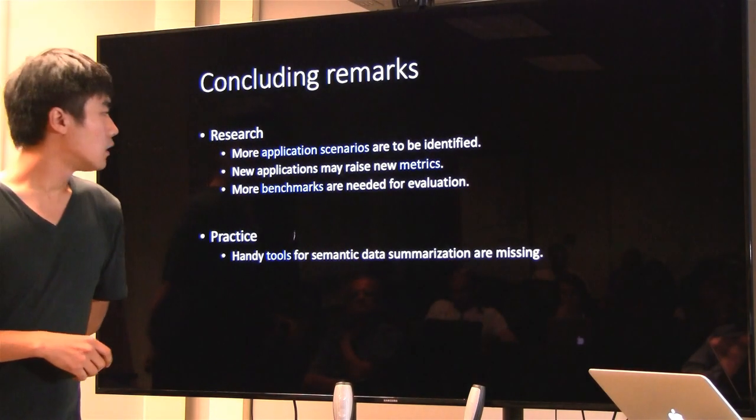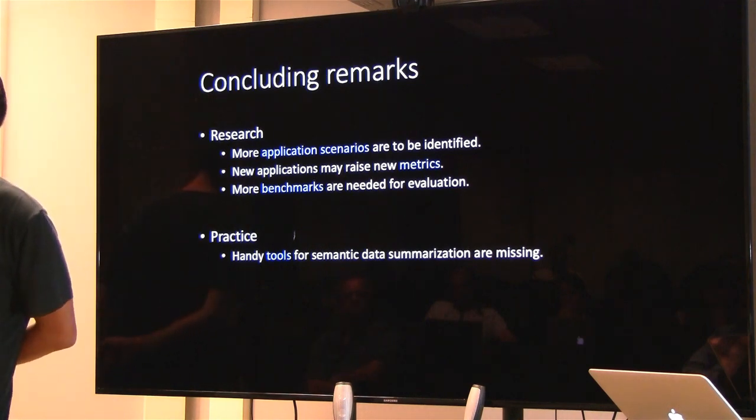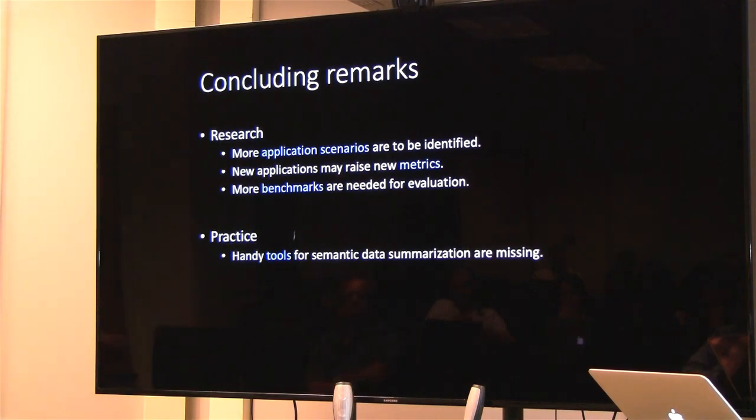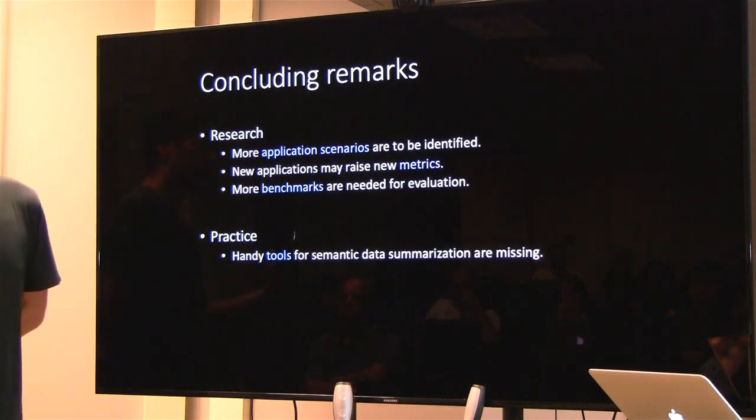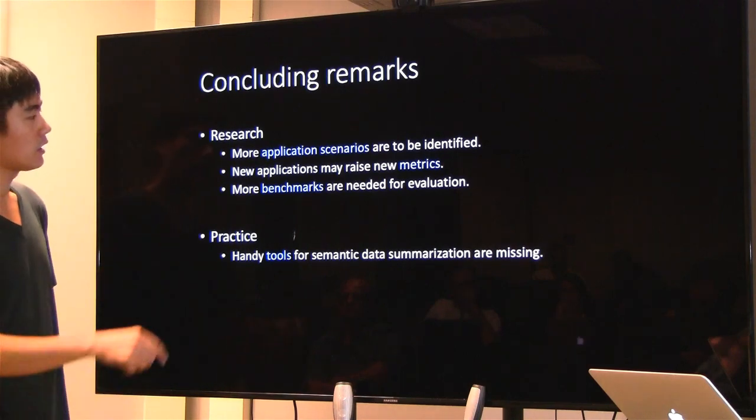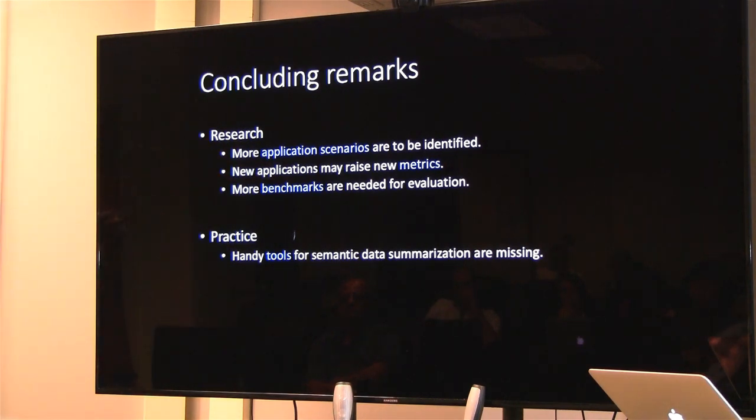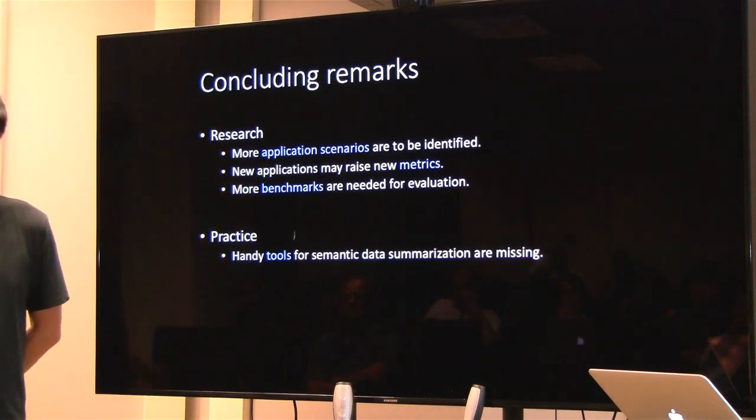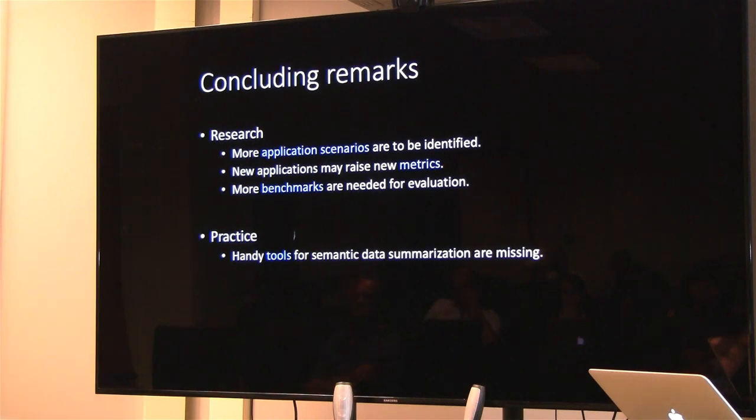Some concluding remarks. From the research aspect, I think for this research field of summarization, we need to define more application scenarios, because many of my papers have been rejected because the reviewers believe that we need some more clear application scenarios. So we have found three applications: Google's Infobox, association finding, and data set summarization for open data models, but we still need more applications. And new applications may raise new metrics. We have seen only 5 or 6 types of metrics in the literature, but there can be more. And again, we need to do evaluation, so we need to define some benchmarks so that other researchers can quickly get into this community to do their own experiments.